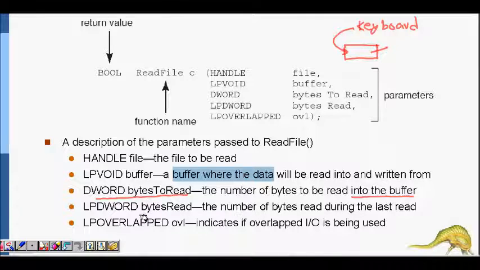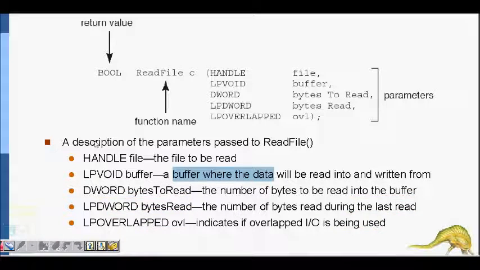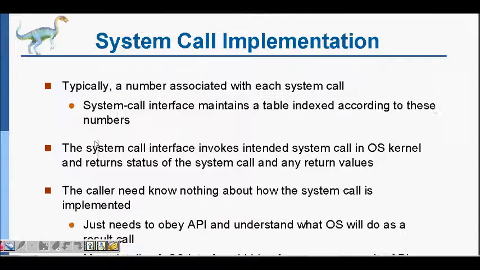DWORD bytes to read is the number of bytes to be read into the buffer, how many bytes you want. And LPDWORD bytes read is the number of bytes read during the last read, so how many bytes the system call actually read. And then LPOVERLAPPED indicates if overlapped input output is being used. So these things are there, and now this is the system call.